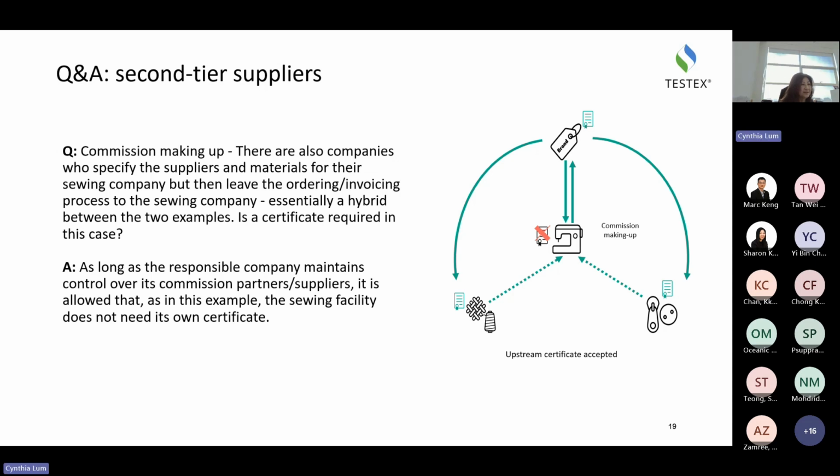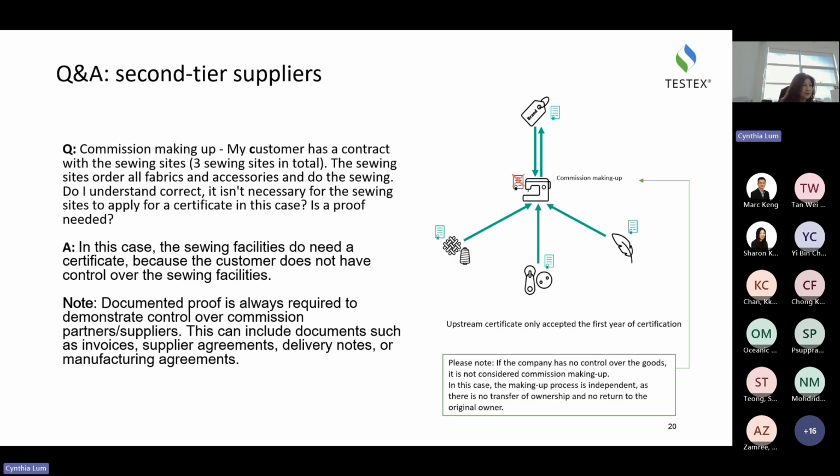This is another example. If a sewing company buys the fabrics or the accessories and it's their own product and they sell their own product, it is not commission, right? So it is actually their own product. In this case, the sewing facilities will need to have a certificate because the customer does not have control over the sewing facilities, because they are buying it from an agent, etc.